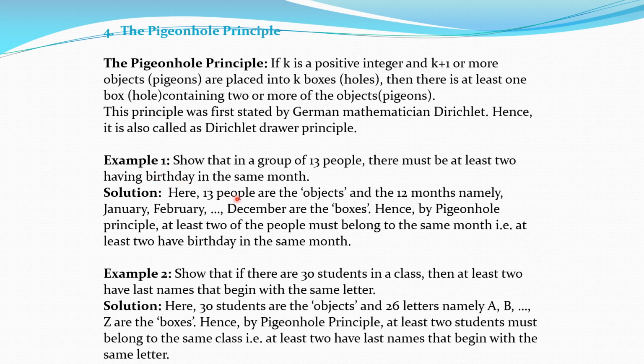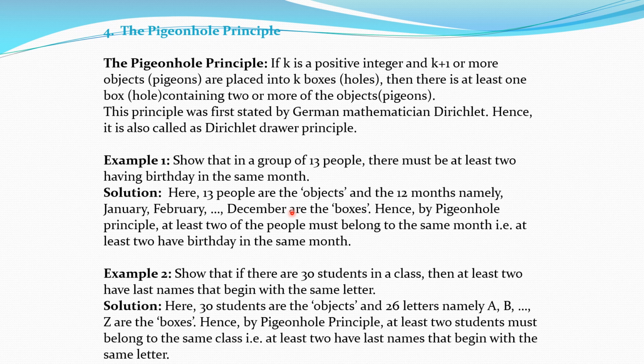Now see first example. Show that in a group of 13 people there must be at least 2 having birthday in the same month. See, we have considered any group of 13 people. Now how many months are there in a year? There are 12 months from January to December. So what actually we are doing here? We consider the birth month of every person in that group.